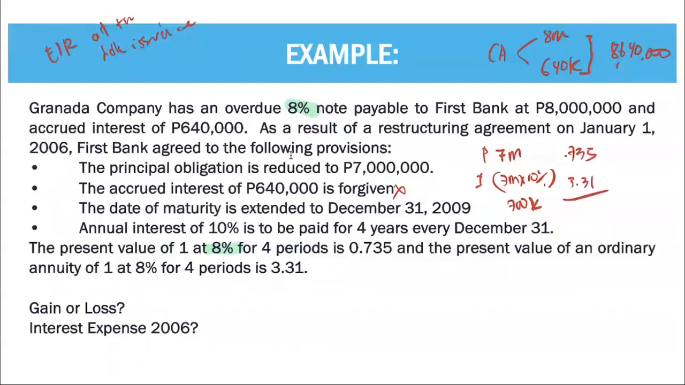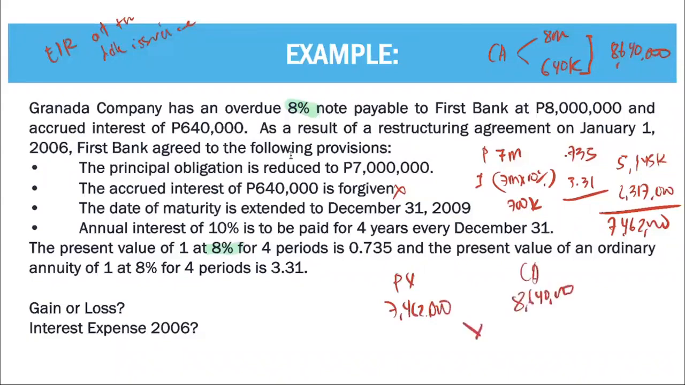So 7 million times 0.735, we have 5,145,000. And then 700,000 times 3.31, we have 2,317,000. So what is the total? 5,145,000 plus 2,317,000, we have 7,462,000. So we need to compare already. The present value of the new terms is 7,462,000, and the carrying amount is 8,640,000. What is the difference? 8,640 less 7,462, 1,178. Okay. Gain or loss.